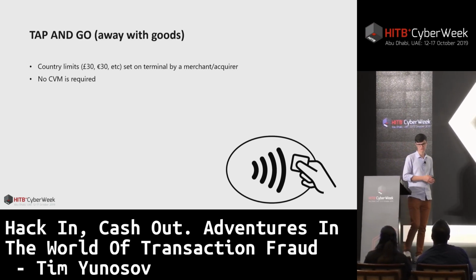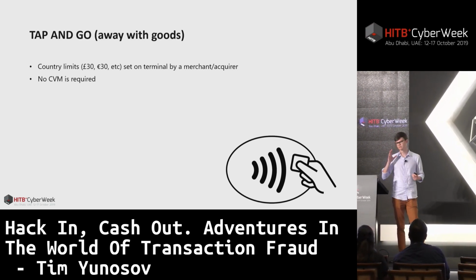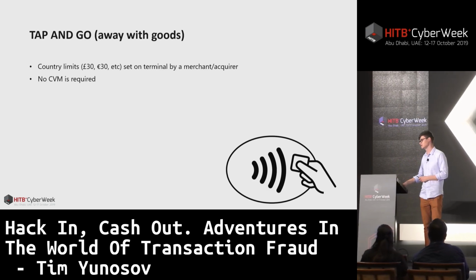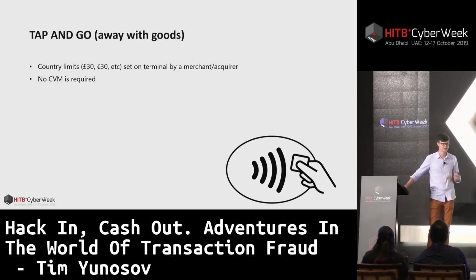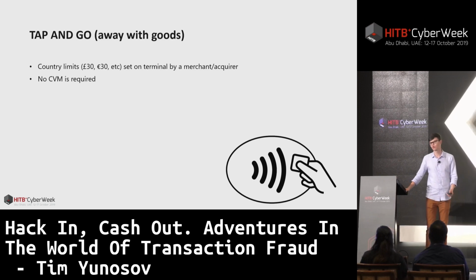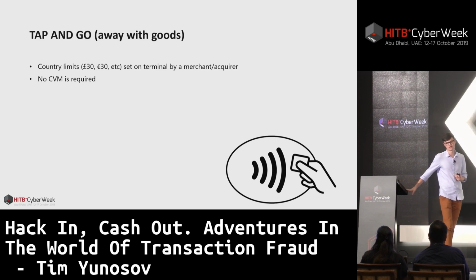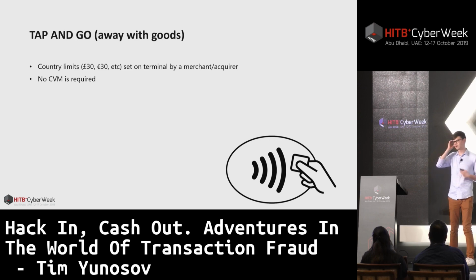So tap and go follows the main idea. You have some sort of country limits. In the UK, it is £30. In Europe, it is 30 euros, or some sort of representation of 30 euros within the local currency. And those limits are set on a terminal by merchant or by acquirer.